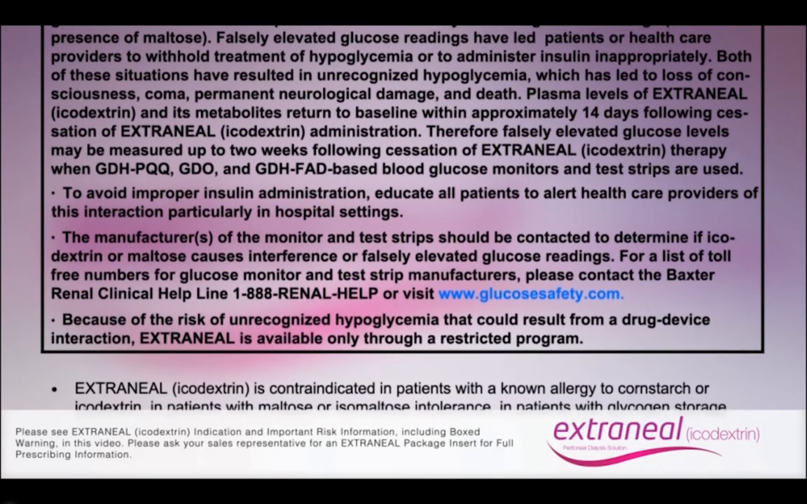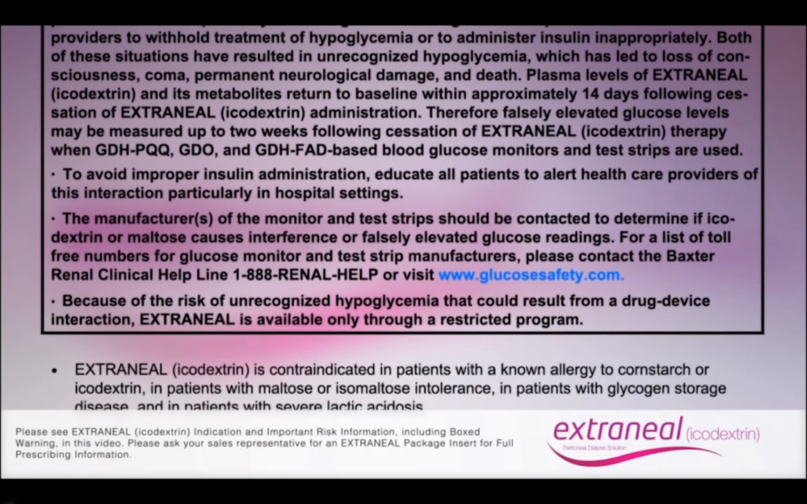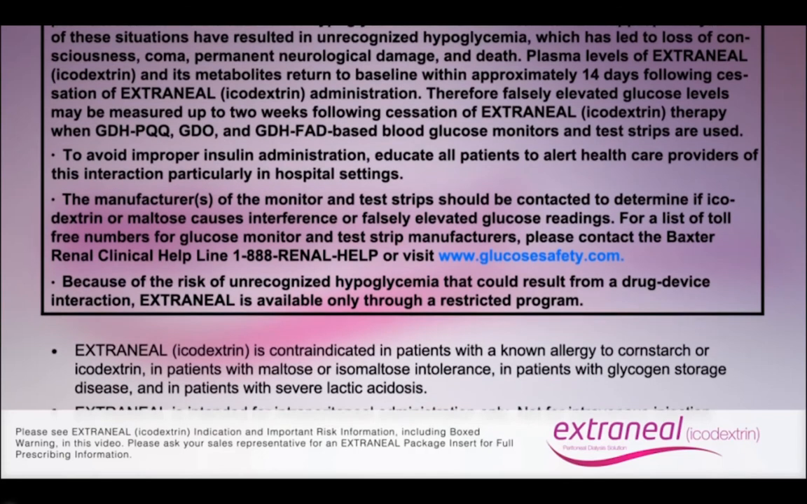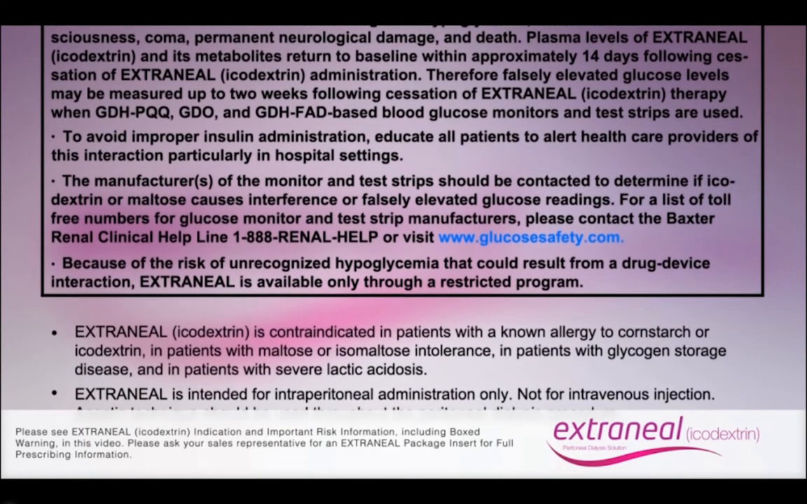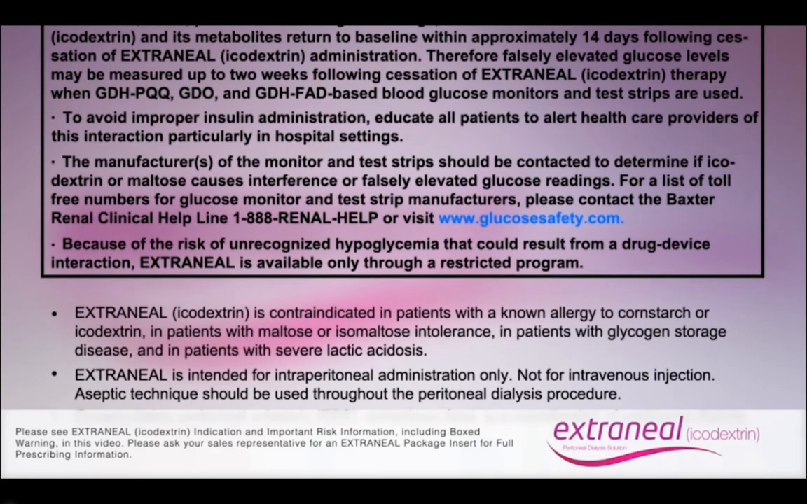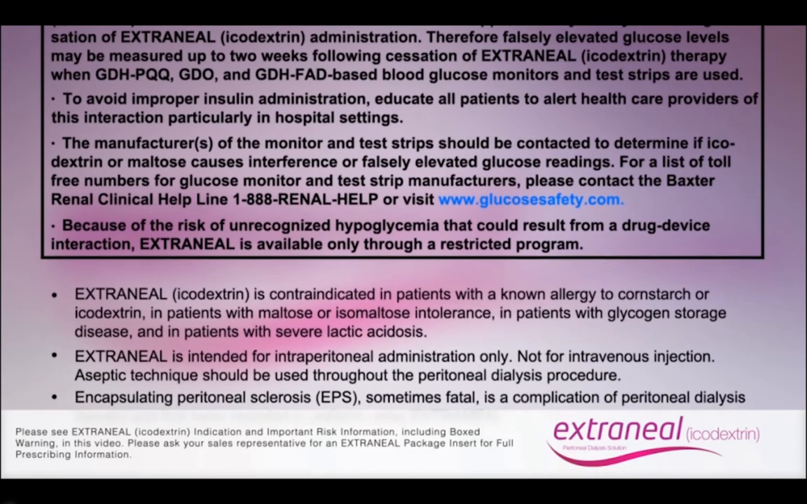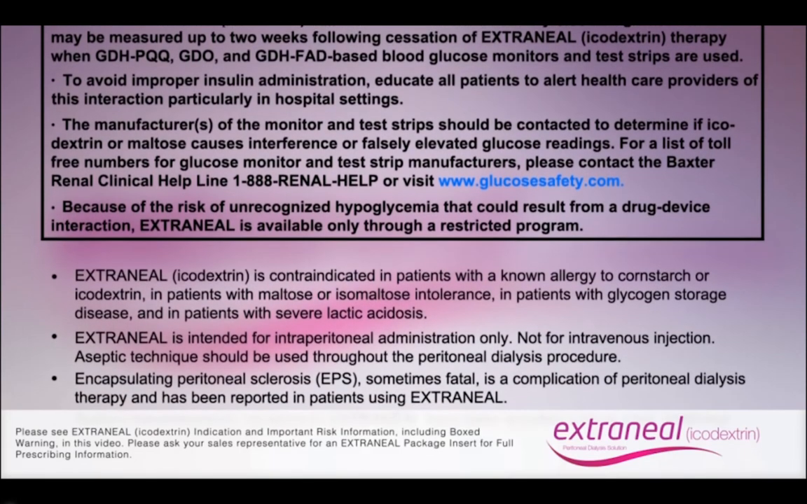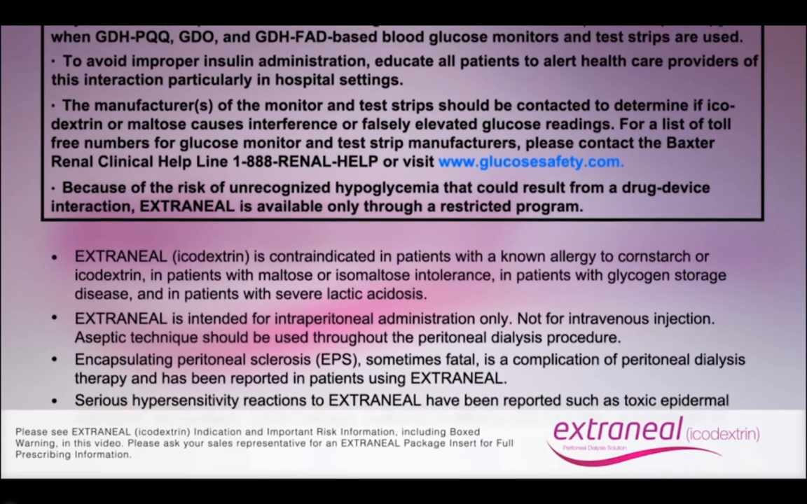The manufacturers of the monitor and test strips should be contacted to determine if icodextrin or maltose causes interference or falsely elevated glucose readings. For a list of toll-free numbers for glucose monitor and test strip manufacturers, please contact the Baxter Renal Clinical Helpline at 1-888-RENAL-HELP or visit www.glucosesafety.com. Because of the risk of unrecognized hypoglycemia that could result from a drug-device interaction, Extraneal is available only through a restricted program.